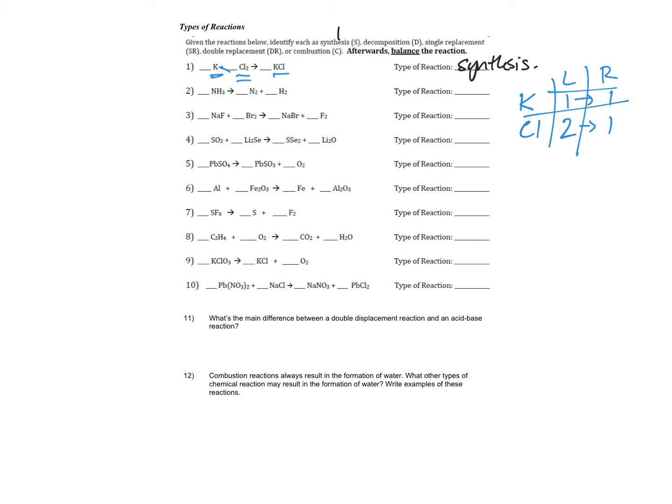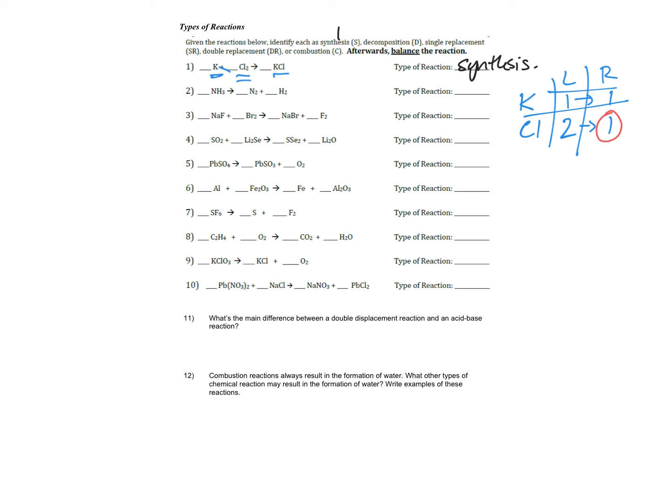We need the same number on both sides. So we might have to adjust the ratio of the compounds to make sure that it's balanced. All chemical equations must be balanced, all chemical reactions. So looking over here, we need to increase the chlorines.